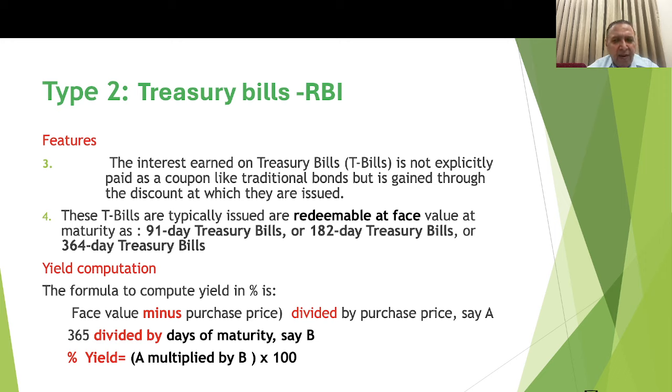First we compute A. What is A? It is face value minus the purchase price divided by purchase price. So let's say that comes out to be A. Then let's compute B. B is 365 divided by the days of maturity. So percentage yield will be A multiplied by B into 100. This I'll just explain through an example.